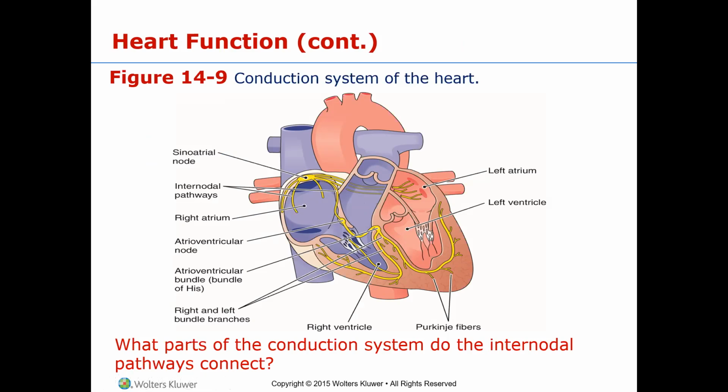atrioventricular node that leads to the bundle of His here, which is in the septum between the right and the left ventricles, and then it actually encircles the entire area of both the right and the left ventricles. So these are the Purkinje fibers here, and all of that just sends the electrical conduction throughout the heart, and it allows for the heart to contract.